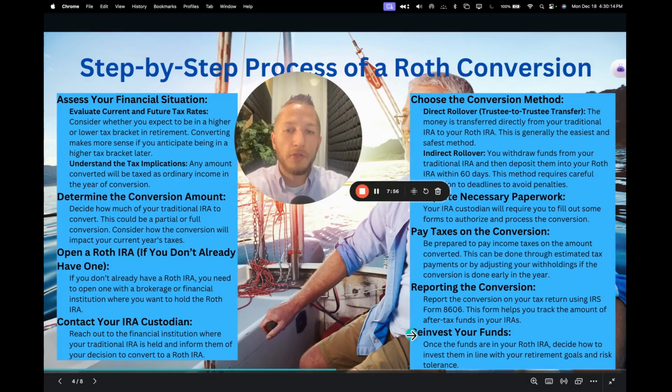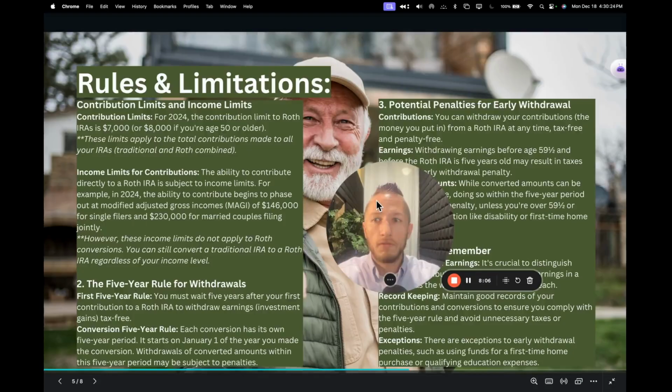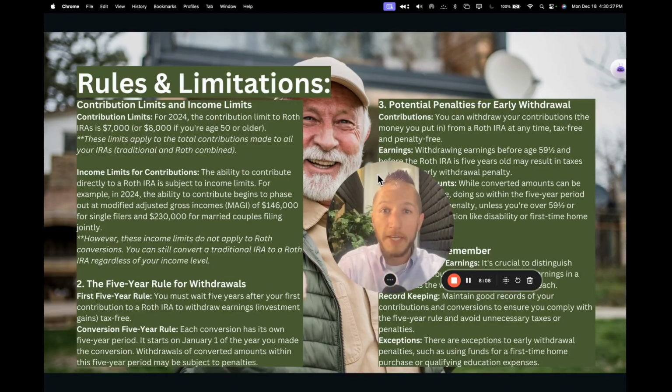And then lastly, after you do this conversion, you'll want to go ahead and get your funds reinvested so they're working for you. Now, there are some rules and limitations around a Roth IRA in general, which I want to hit on before I leave you today.